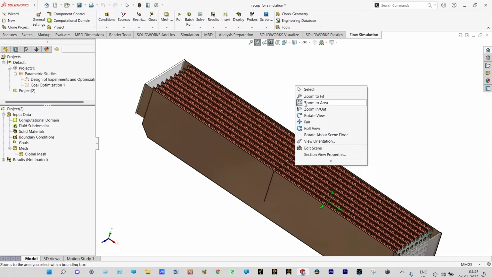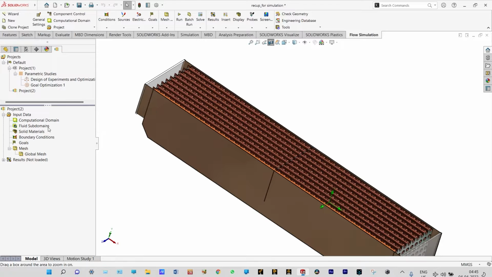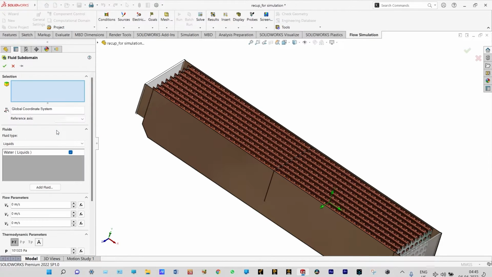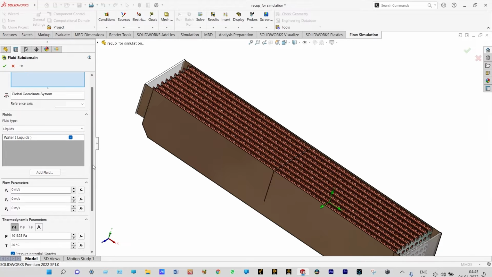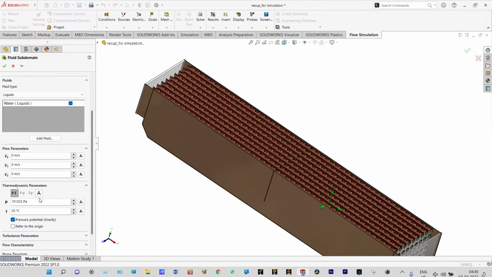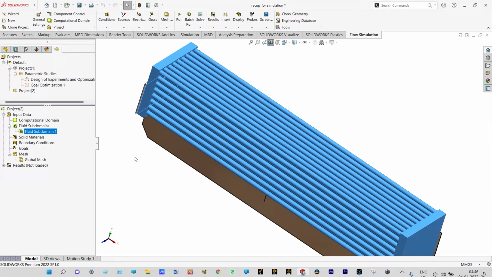So fluid subdomains, insert fluid subdomain, and it will be water at a temperature of 20 degrees centigrade. You can see thermodynamic parameters, pressure is 101.325 Pascal and temperature is 20 degrees centigrade. That will be passing from this opening. Grain check. You can see this is the fluid subdomain for cold water. Let us hide it.